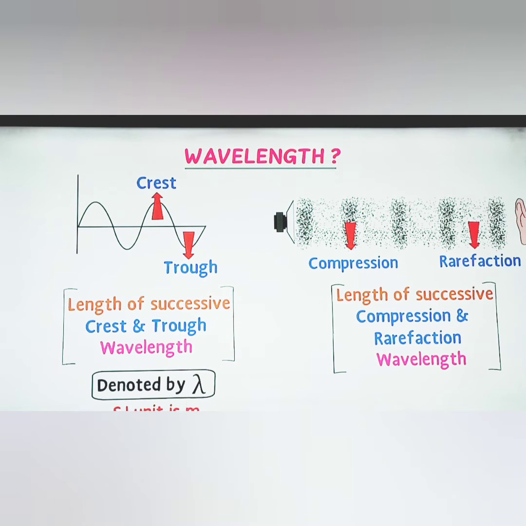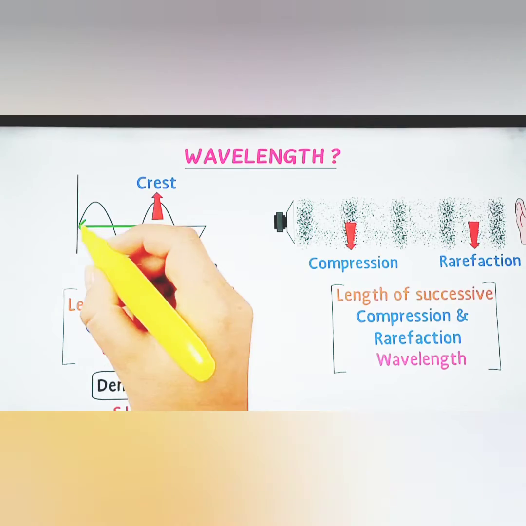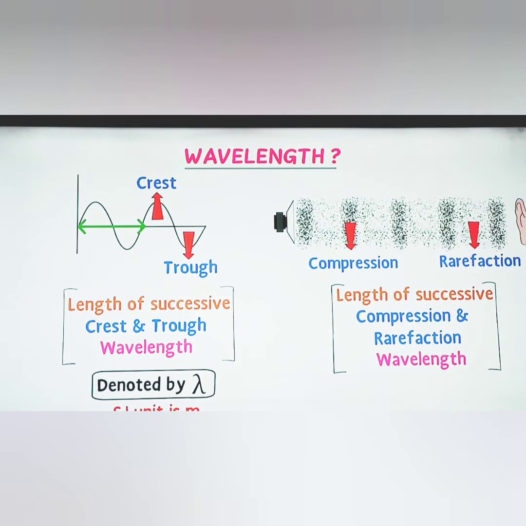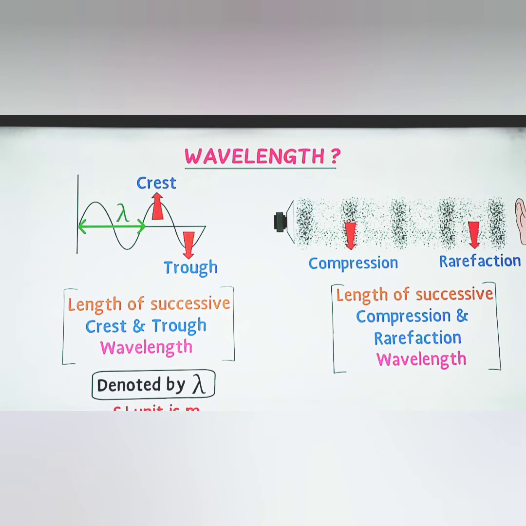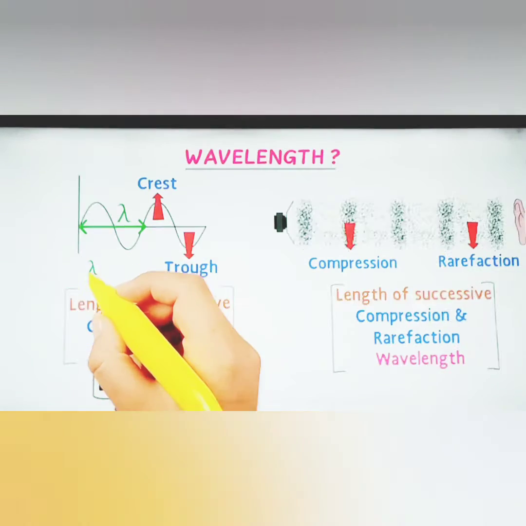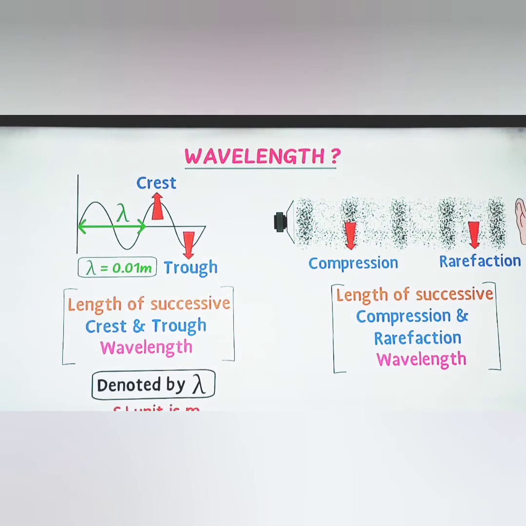The wavelength is denoted by the Greek letter lambda. Its SI unit is meter. We know that this region is crest and this region is trough. So the length of one crest and one trough is called wavelength or lambda. Let's suppose that its wavelength lambda equals 0.01 meter.